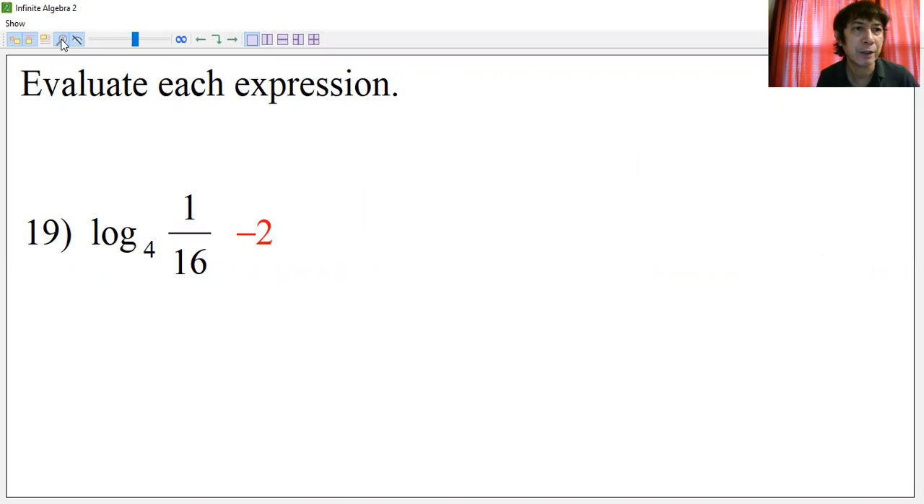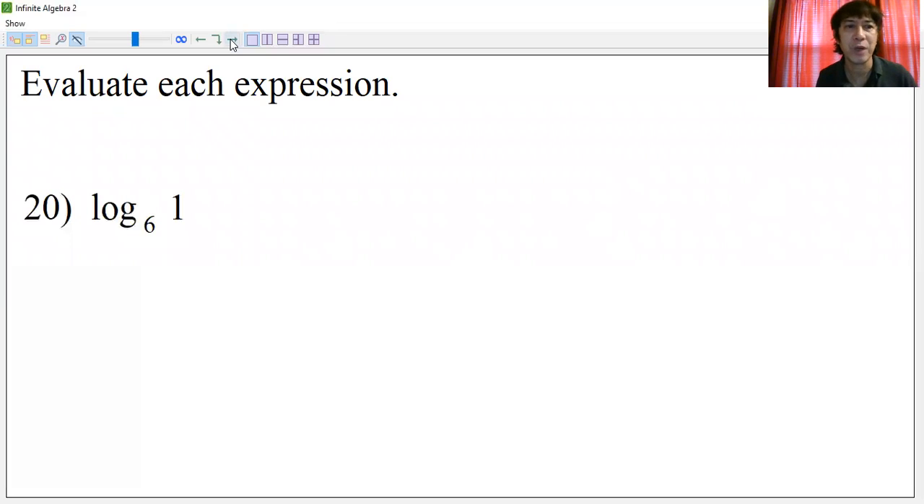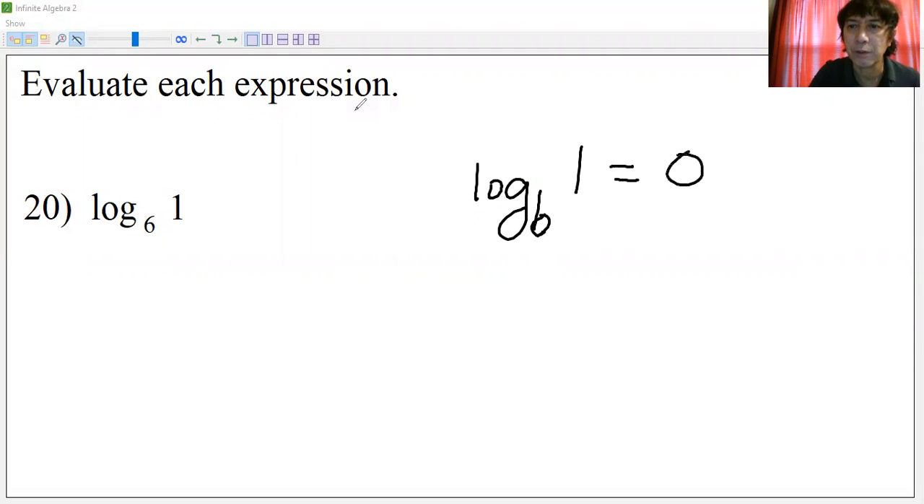Clear the writings, clear the answer. Let's proceed to number 20. All right, here's number 20. We know this property, okay? The logarithm of 1 to any base is 0 there. And so the answer here is 0, okay? And I can show you the property there. You can see the 0 in red color. That's the answer. Okay, next.